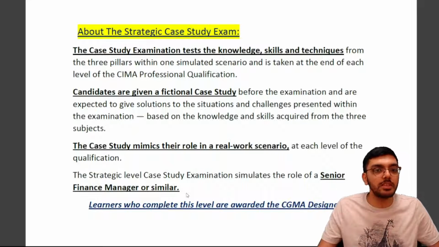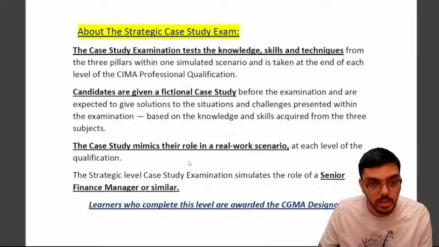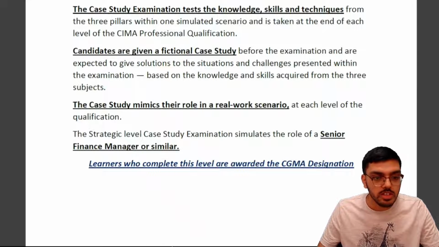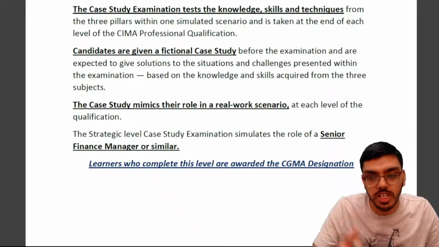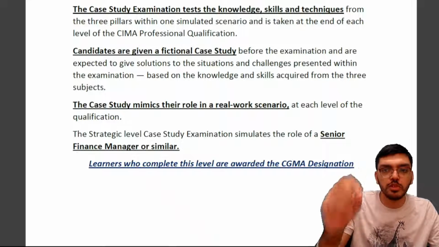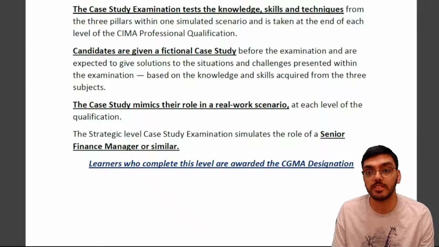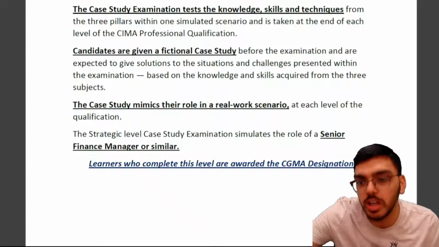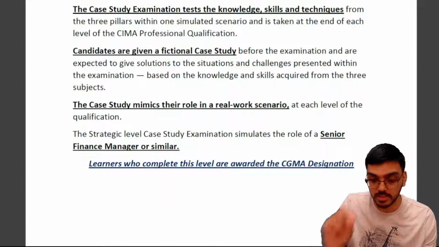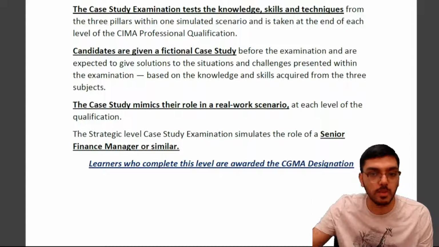So the basics of the exam have been explained over here, and the strategic case study examination simulates the role of a senior finance manager or similar. So they give you the role of a senior finance manager in the fictional company that they release. For example, XYZ. So they'll tell you, you are the senior finance manager in XYZ.